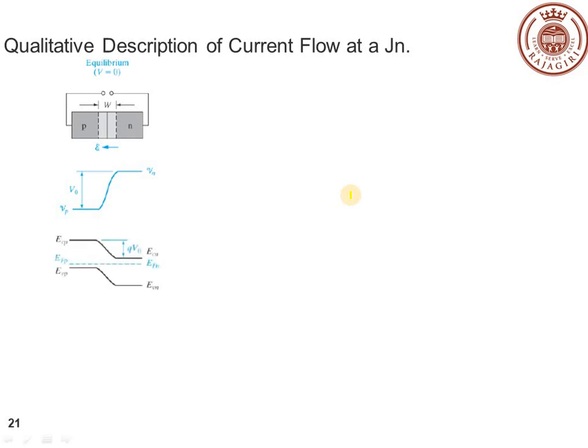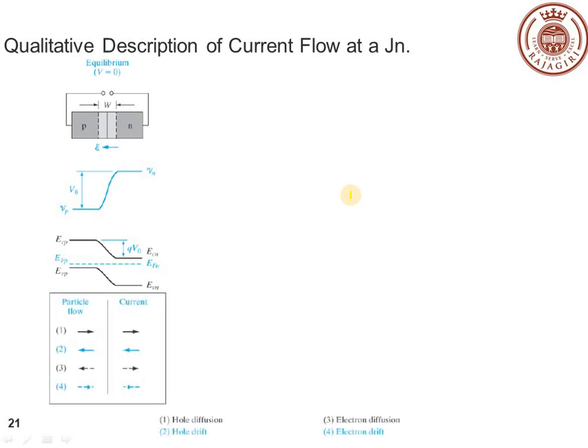Correspondingly, in the energy band diagrams, on the P side our bands are shifted upwards and on the N side our bands are shifted downwards. We can say energy is now related with respect to negative charge, whereas potential is related with respect to positive charge. That's why we have opposite shifts. And the difference between ECP and ECN, or EVP and EVN, is Q into V0.